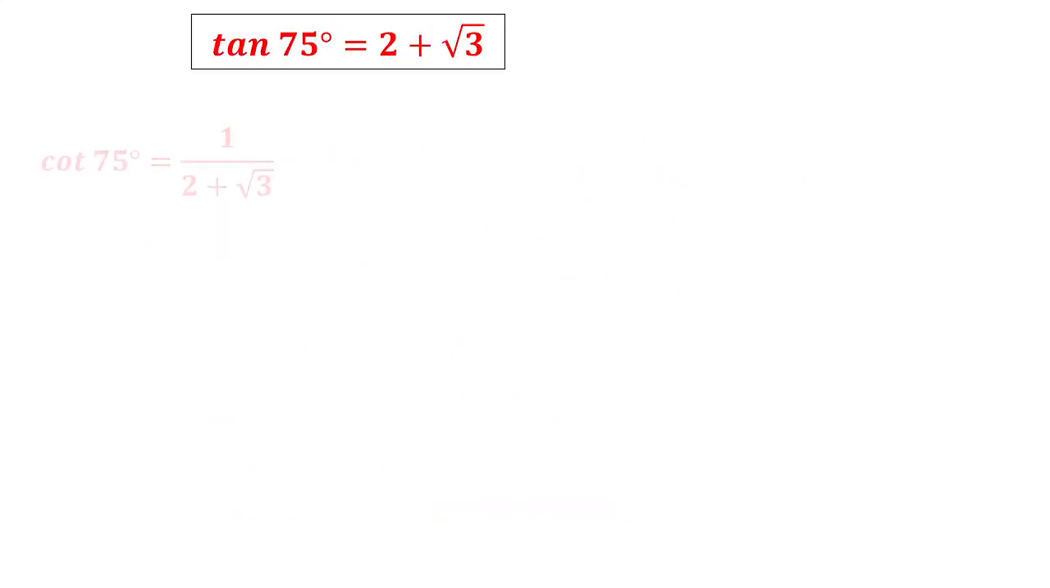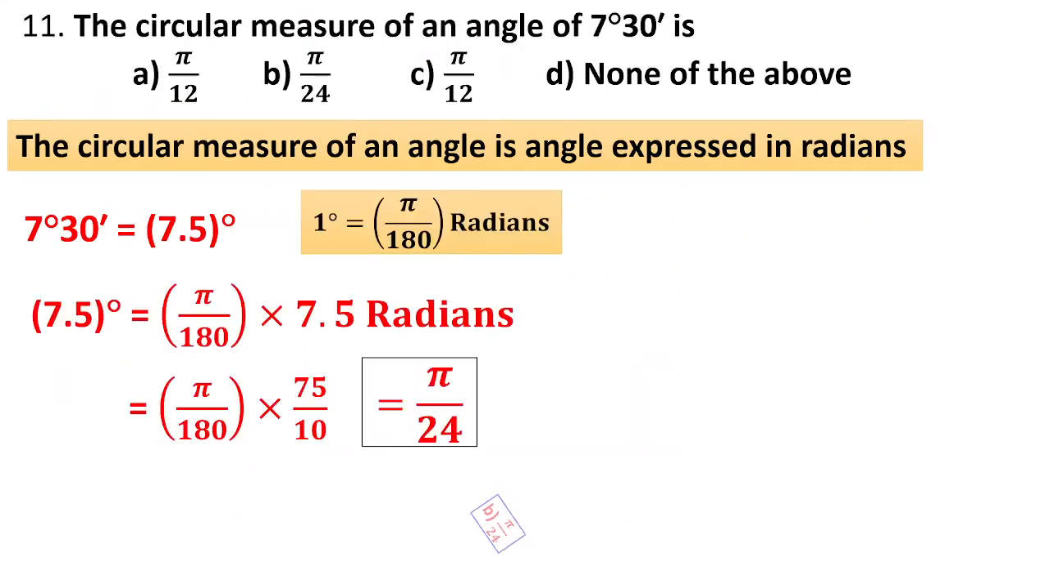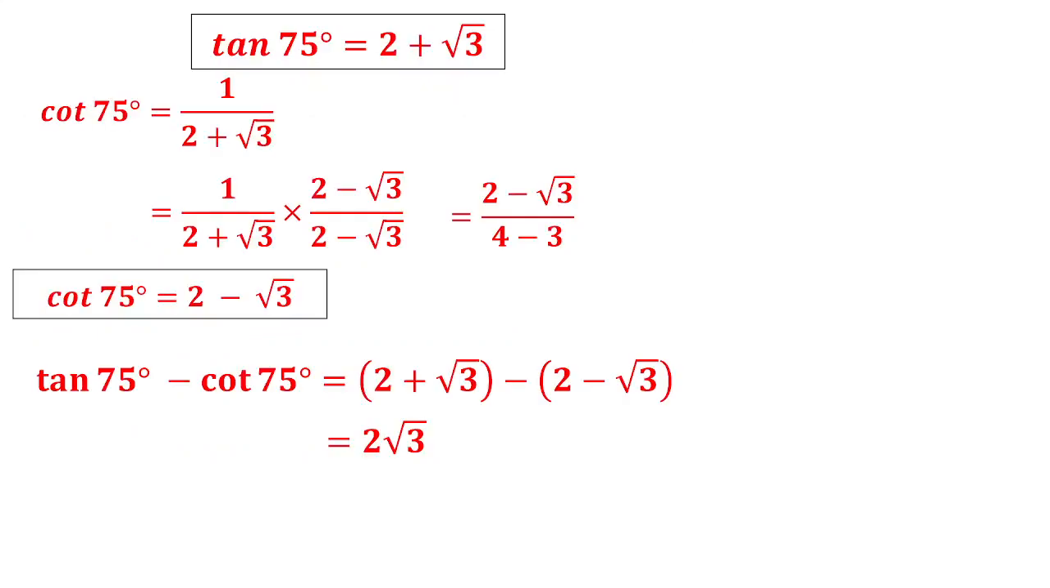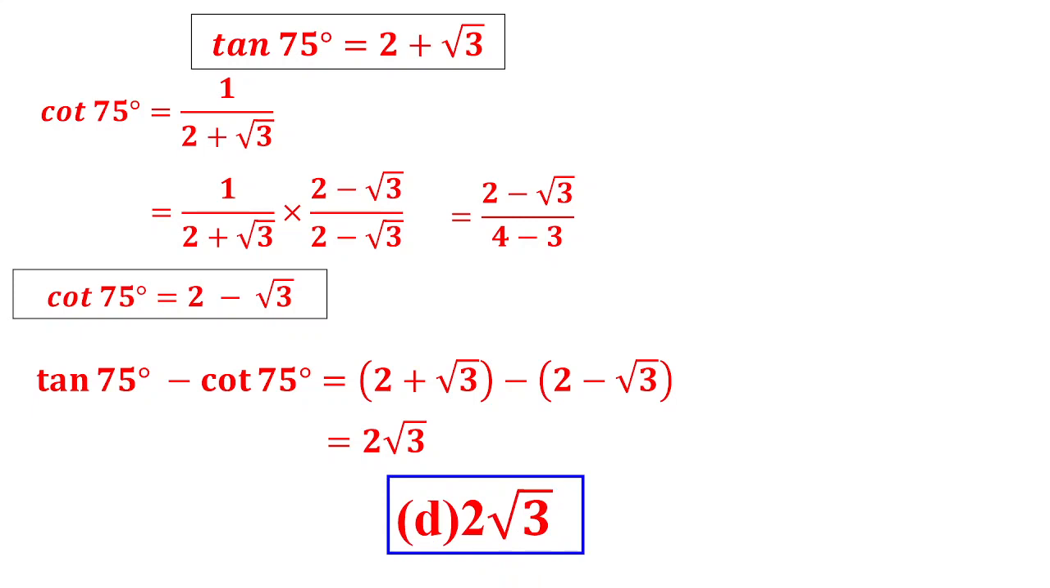Now what is cot? Cot is nothing but the reciprocal. It will be 2 minus root 3. When you are subtracting them, tan 75 minus cot 75, the answer is 2 root 3. Therefore, the answer is D, 2 root 3.